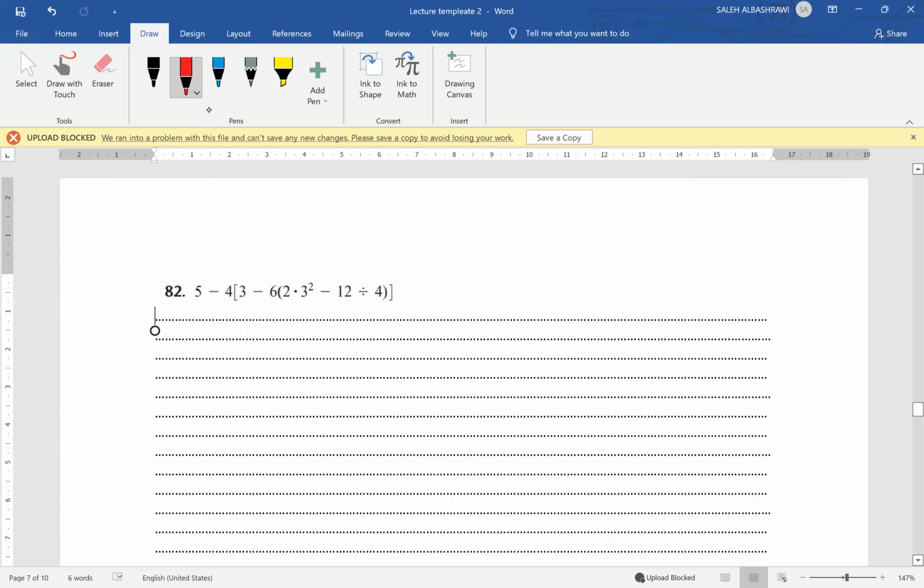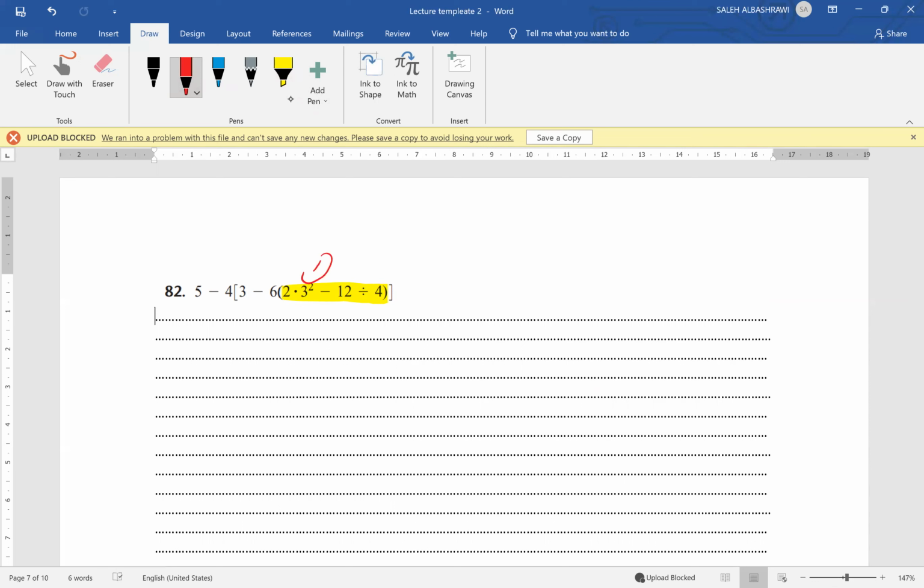Evaluate this expression: 5 minus 3 minus 6 times parentheses 2 times 3 to the power 2 minus 12 divided by 4. So I'm going to start with the innermost. I have two brackets now, square brackets and the small one, parentheses. Let's start with this one. Now this group contains power 3 to the power 2, subtraction minus 12, and division. First step, we'll deal with the power.